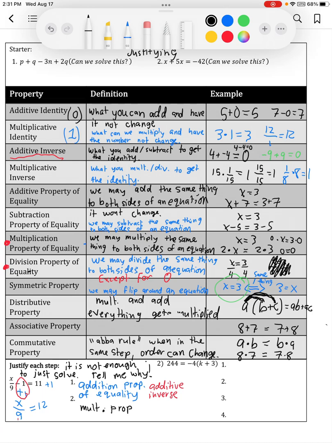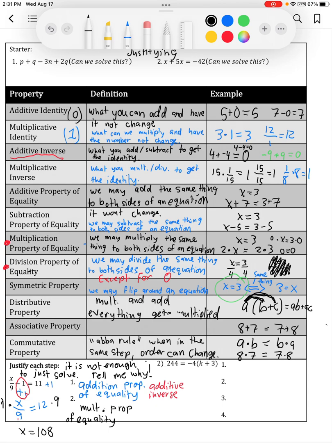I'm going to get kind of liberal with my abbreviations here, just to try to save some room. So I'm going to multiply 9. That will give us x is equal to 108.